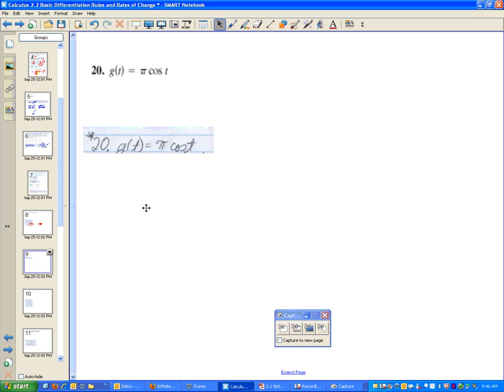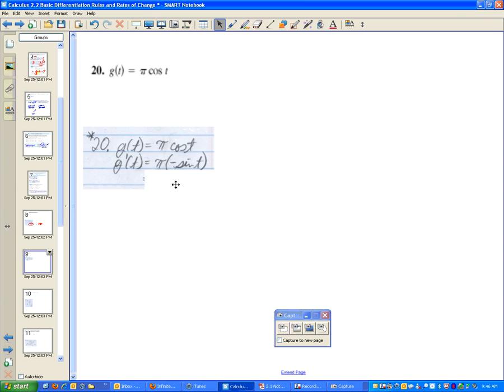All right, so g of t equals pi times the cosine of t. We can use the constant multiple rule, can't we? Because pi is a constant. And then we know how to find the derivative of the cosine of x. Well, the cosine of t is going to be the same thing, just with a t. So g prime of t equals, constant multiple rule, pi, times whatever the derivative of the cosine of t equals.